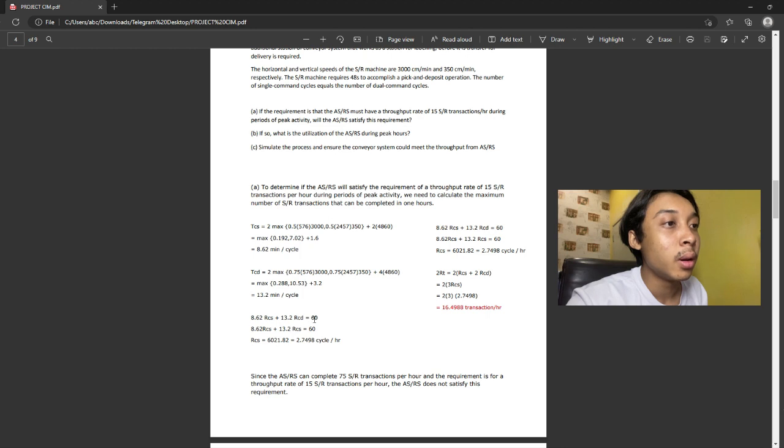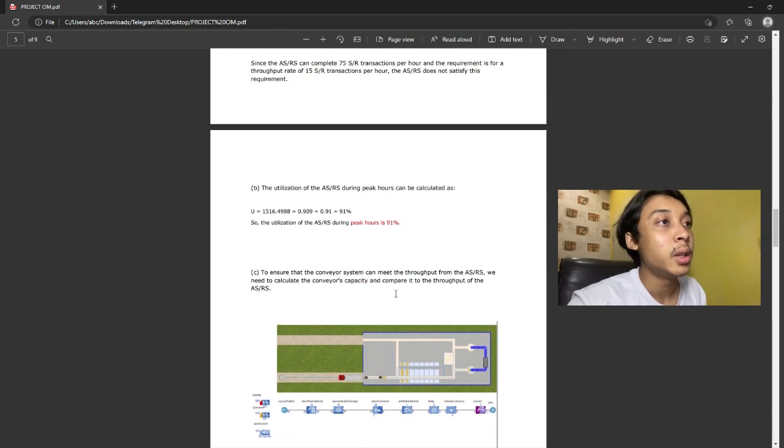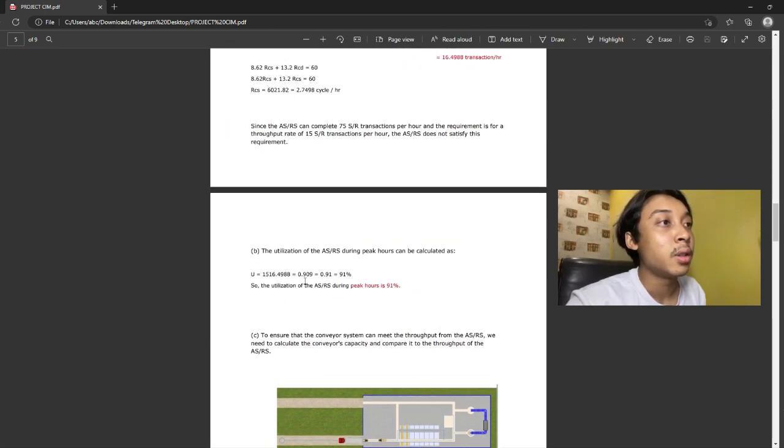And after that, we just do this, and I put in the formula, and lastly I got 16.4988 transactions per hour. Okay, this rate that I highlight is the final answer. For 2B, the utilization of air during peak hours can be calculated as, okay, for this I just make like this, and I get peak hour is 91%.